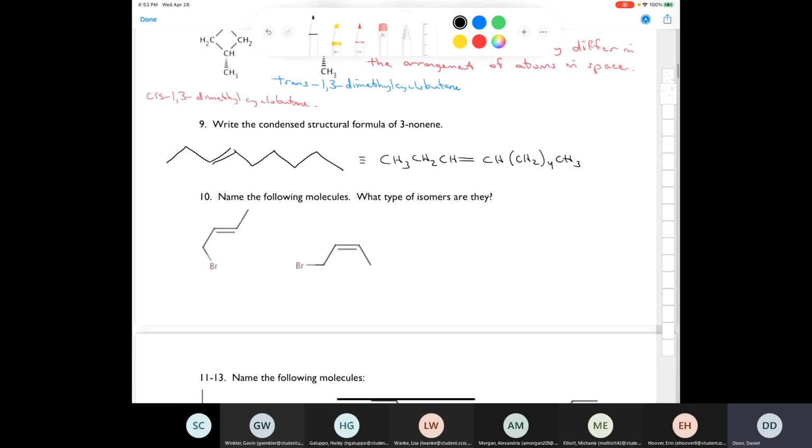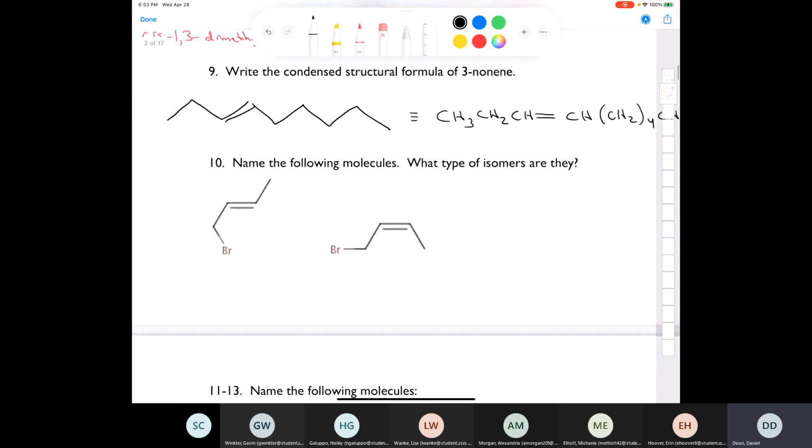Question number 10, name the following molecules. These are different molecules, aren't they? They both have the same molecular formula. They have the same connectivity. However, one of the molecules is a trans compound and the other one is a cis compound. The first compound is the trans compound because the two hydrogens are on opposite faces or opposite sides of the double bond. And this molecule is a cis because both of the hydrogens are on the same side of the double bond.